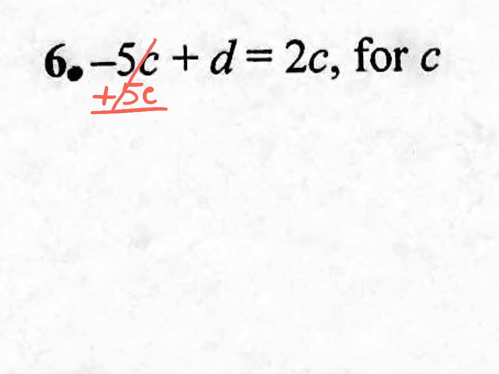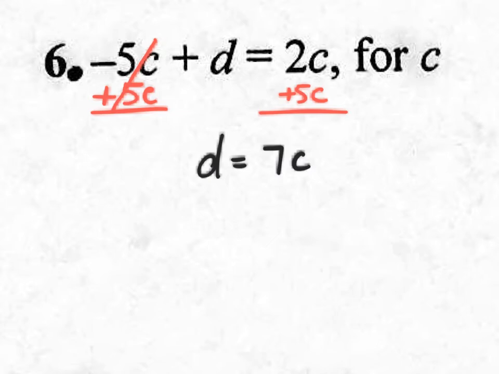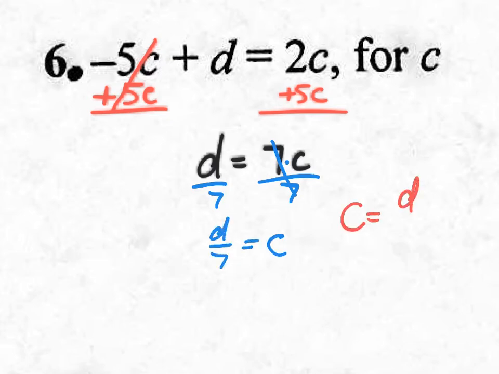If you have $5 and you take away $5, it'll be 0. Right? What you do to one side, you do to the other. So I'm going to add 5c over here. So my new equation, the d comes down, the equals comes down. 2 plus 5 is 7, and we are talking about c. So D equals 7C. I almost have the C value all by itself. I need to get rid of this multiplication of 7. So how do I do that? Divide by 7, cancels, divide by 7. C equals D over 7. That's it. C equals D over 7.